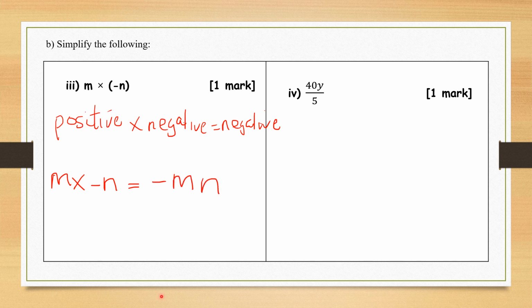Now we're going to divide 40y over 5 is equal to, we're dividing 5 into 40. So we could cancel, we could say 5 into 5 is 1, 5 into 40 is 8, and we have a y there. So the answer is 8y. Okay, 8y. That's the final answer.